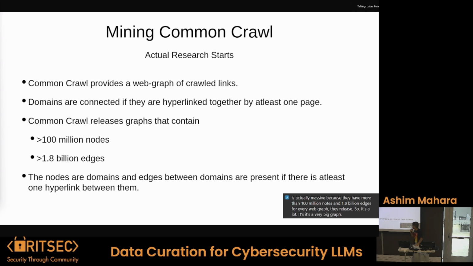As I said, the nodes are domains and edges between domains are present if there is at least one hyperlink between them. Do you guys know what a hyperlink is, or do I need to explain to anyone? Yeah, a hyperlink is just a link that points to another web page. If there's a hyperlink between them, then there's an edge.